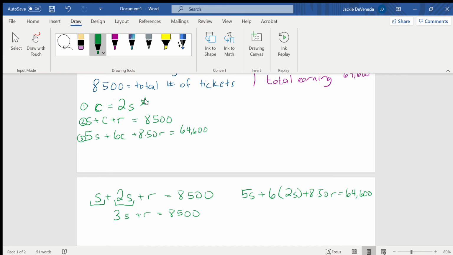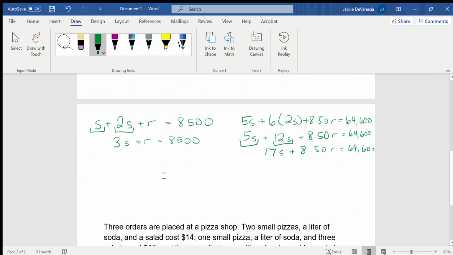So 6 times 2, that's 12. So let me just bring down the 5s, 12s, 850r, 64,600. I just want to go ahead and add my like terms. So this is 17s plus 850r is equal to 64,600. Okay, so again, in my third equation, I took a three variable equation and I just broke it down into just two. So now I can actually see if I can try to take away even more.